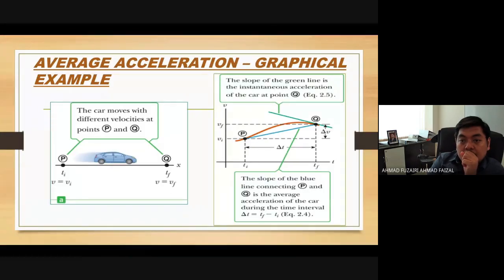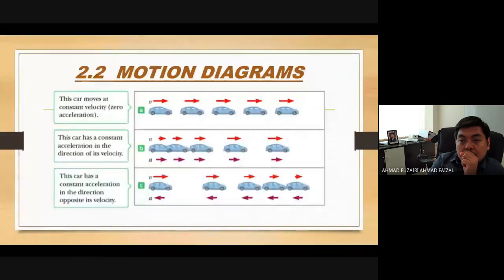A motion diagram is a representation of a moving object at the following time intervals, with the velocity and acceleration vectors sketched at each position. Red arrows are for velocity vectors and the violet arrows are for acceleration vectors. The time intervals between the adjacent positions of the car are assumed to be the same.